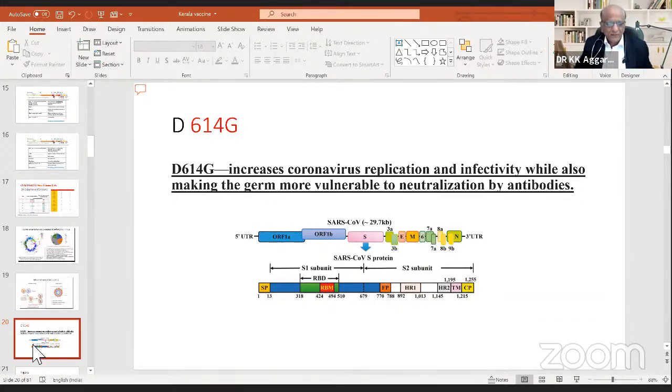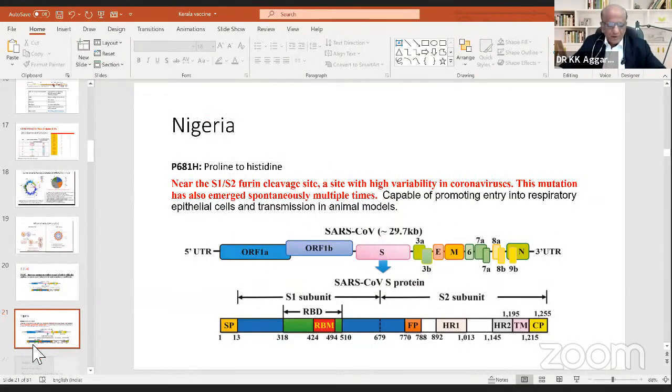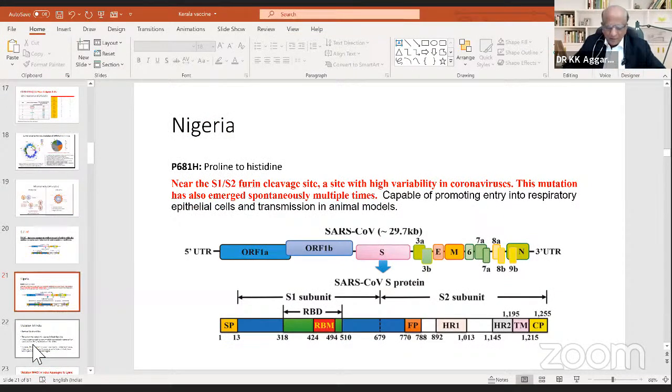Now let's see one by one. Nigeria. Nigeria gave a mutation called 681 from P to H. P means proline, H means histidine. So instead of proline, it made a histidine. Where is this 681? This is at the 679. So this becomes a virus-favorable mutation, 681. But this is an individual mutation.